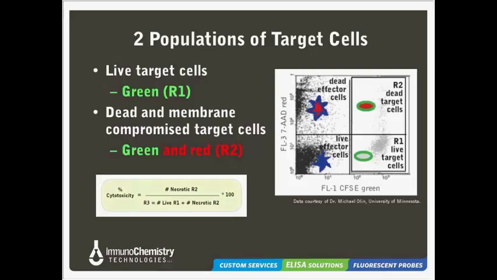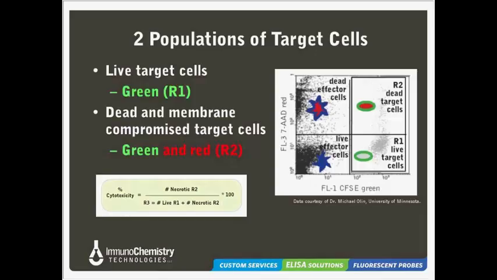Again, FL1 is for green, CFSE, on the x-axis, and FL3 for red, 7-AAD, is on the y-axis. Live green target cells are in the lower right, which is R1, while dead membrane-compromised target cells are in the upper right, which is R2. Effector cells are on the left as they are unstained. Based on the percentage of green target cells in R1 plus R2, cytotoxicity can be calculated as the percentage of green target cells which are also stained red with 7-AAD in R2.